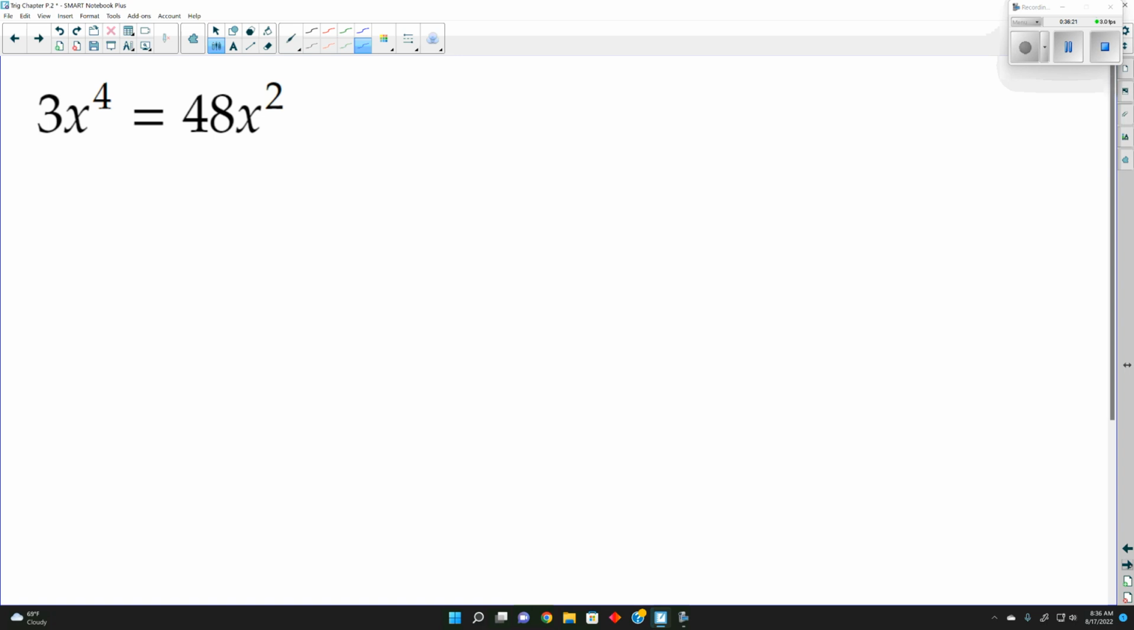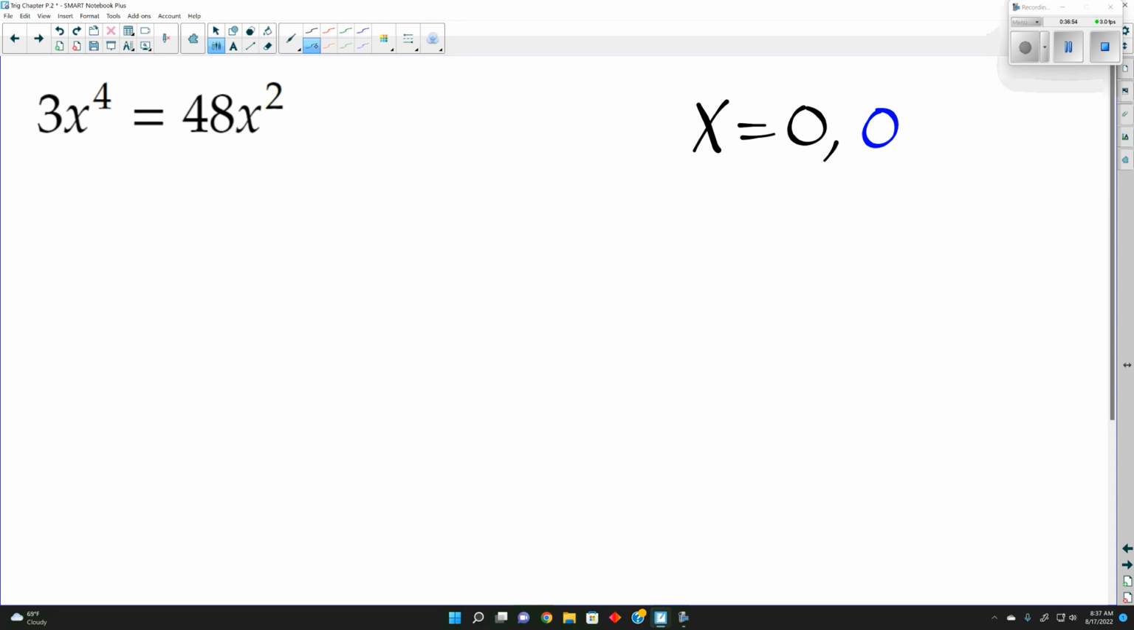So we have 3x to the fourth is equal to 48x squared. Does anybody have a guess at what one of the solutions is going to be? Zero, yes. And I'll match you and say another 0. Now, there's a reason that this does work the way that it does. And there is a reason behind me putting 2 zeros.